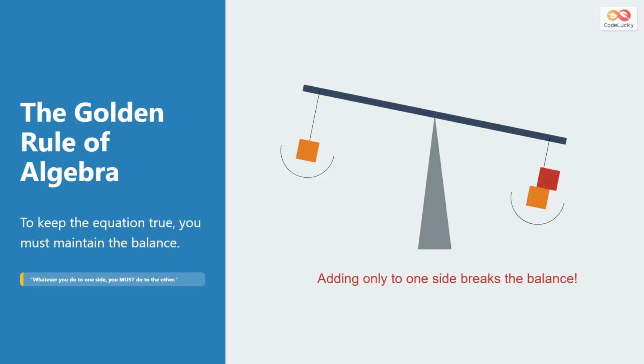This leads us to the golden rule of algebra. To keep our equation true, we must maintain that balance. The rule is simple. Whatever operation you perform on one side of the equation, you must perform the exact same operation on the other side. If you add weight to the left, you have to add the same weight to the right, or else it tips over.